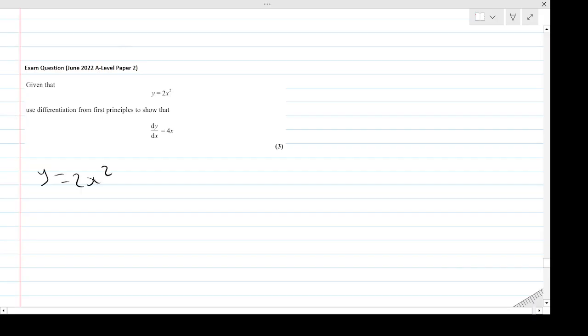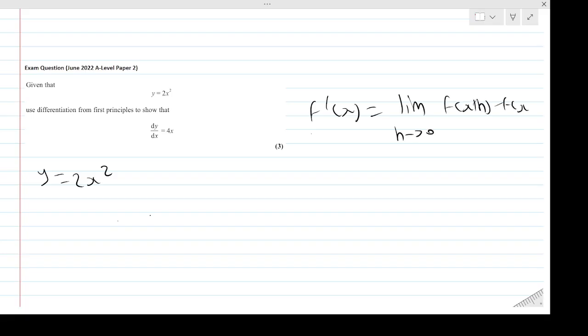Okay, so we're told that y is equal to 2x squared. Then we need to use differentiation from first principles. By the way, differentiation, obviously the topic name, is basically the study of gradients, essentially. So differentiation means, well, gradients, really. So differentiation from first principles, we're basically finding the gradient from first principles, which means we will be using the formula f dash of x is the limit as h tends to 0 of f of x plus h minus f of x over h.